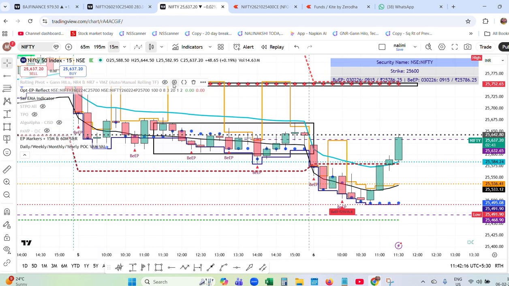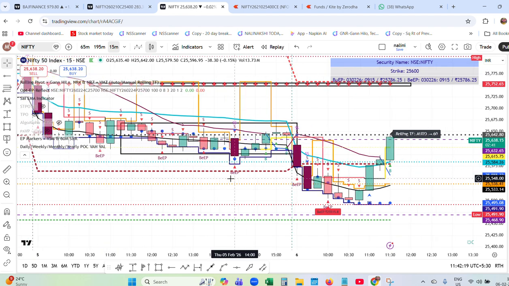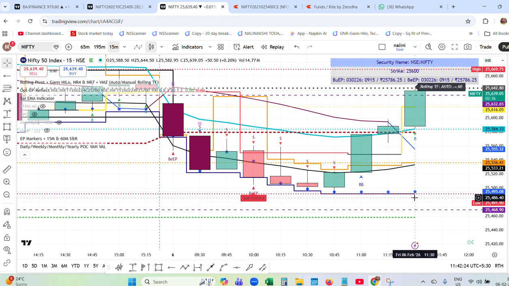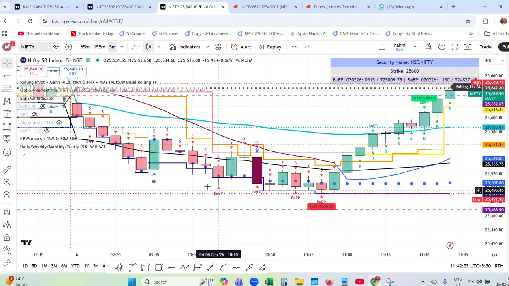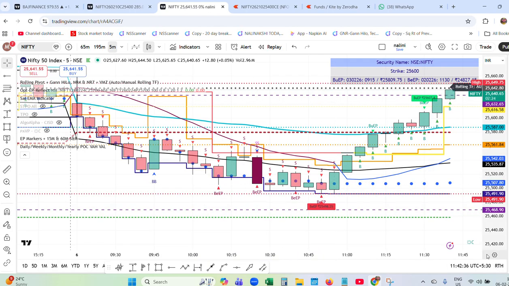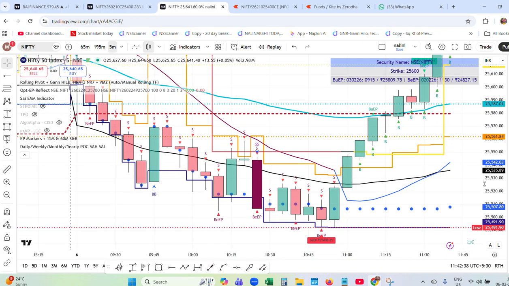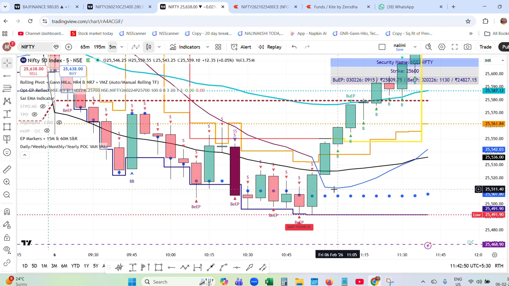I'll enable the rolling pivot also. Just go to the minor things. I'll tell you the minor things. First, you need to see, let me go to 5 minutes. When the market started consolidating over here, I observed so many things. I didn't take a trade because all were sell signals. There was no buy signal.